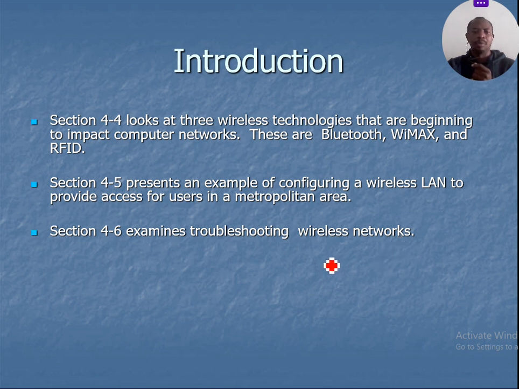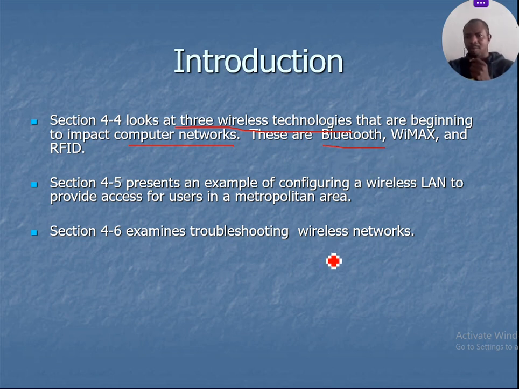Now in chapter 4, part 4, we will look at three wireless technologies that are beginning to impact the computer network space. We're going to look at the three types of wireless technologies that are impacting the computer network space. Now, these wireless technologies include Bluetooth. So we will study the Bluetooth technology.